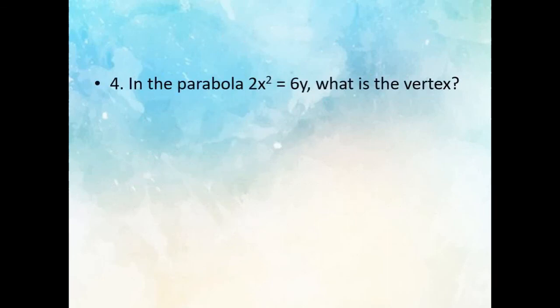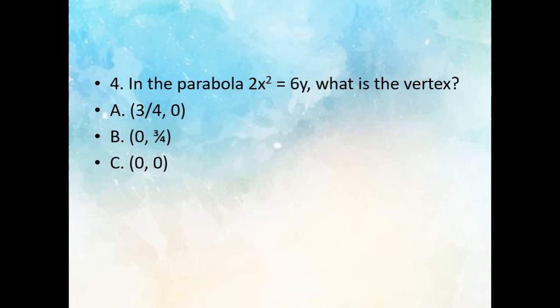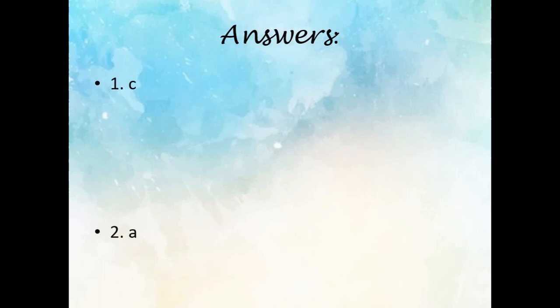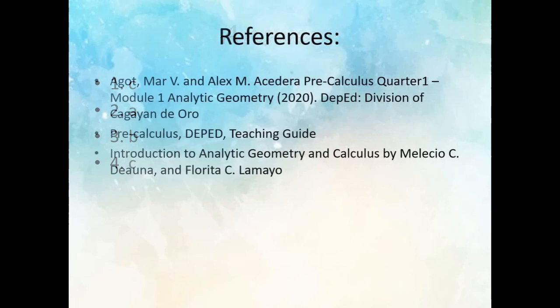Number 4. In the parabola 2x squared is equal to 6y, what is the vertex? Letter A. 3/4, 0. Letter B. 0, 3/4. Letter C. 0, 0. Let's have the answers. Number 1, C. Number 2, A. Number 3, B. Number 4, C. Now here are the references.